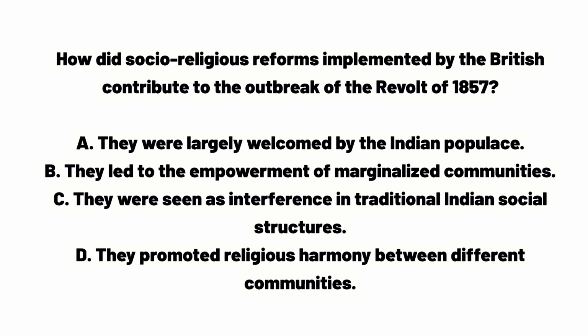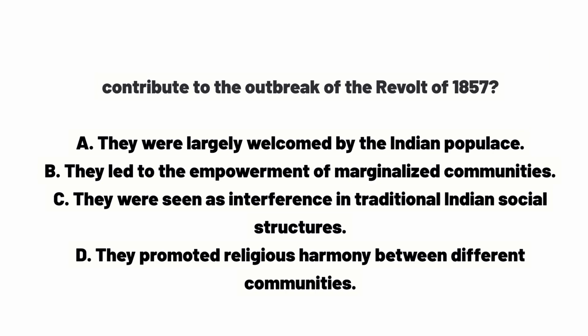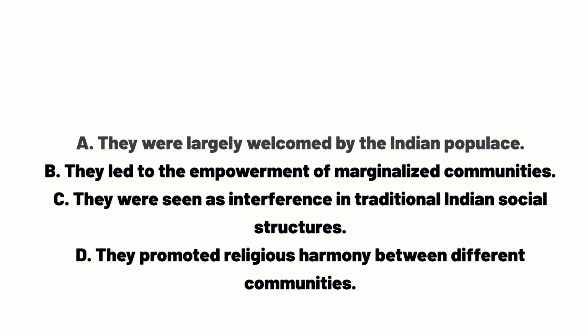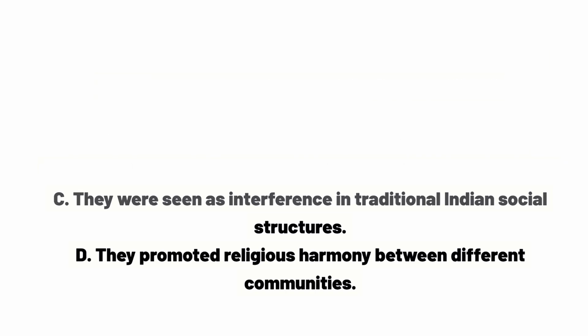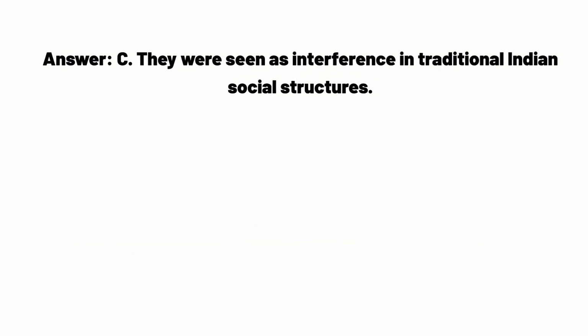How did socio-religious reforms implemented by the British contribute to the outbreak of the revolt of 1857? A. They were largely welcomed by the Indian populace. B. They led to the empowerment of marginalized communities. C. They were seen as interference in traditional Indian social structures. D. They promoted religious harmony between different communities. Answer. C. They were seen as interference in traditional Indian social structures.